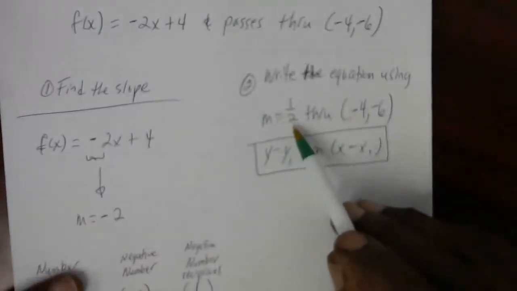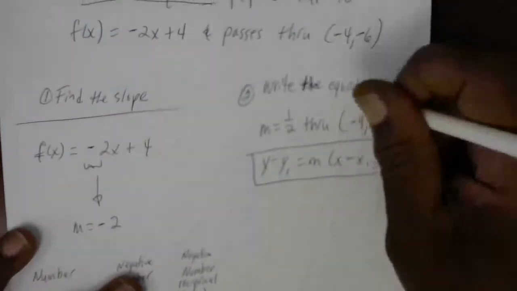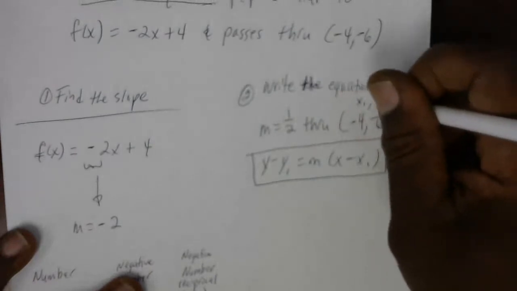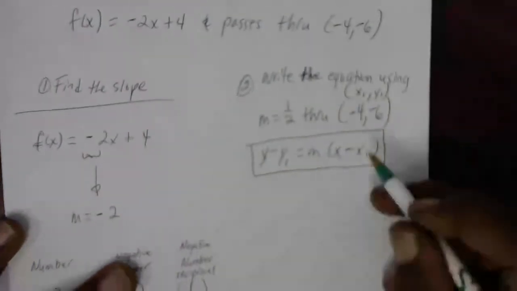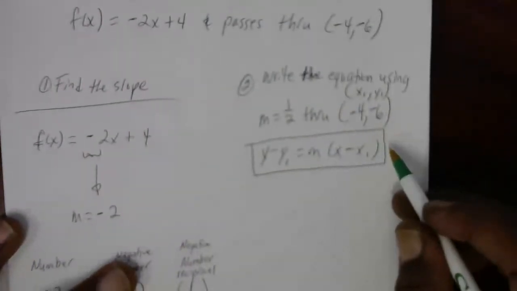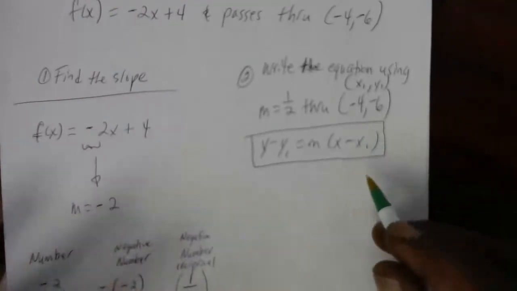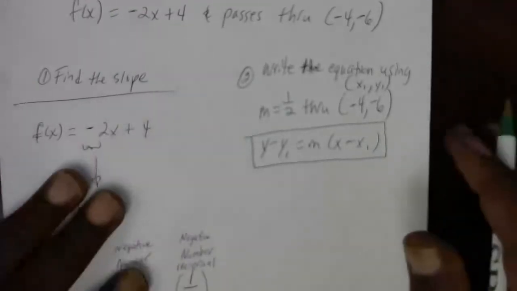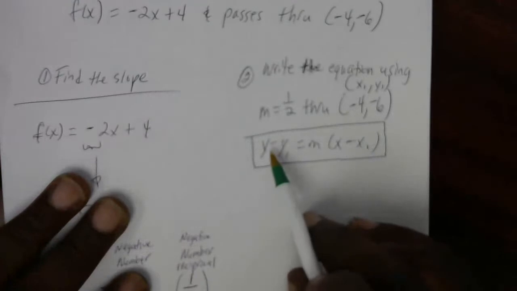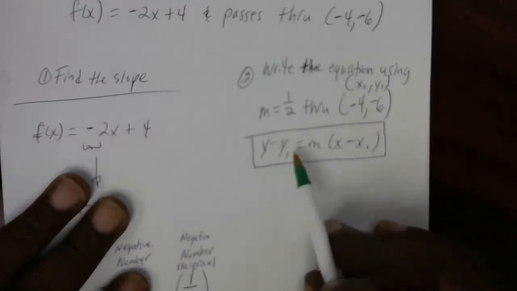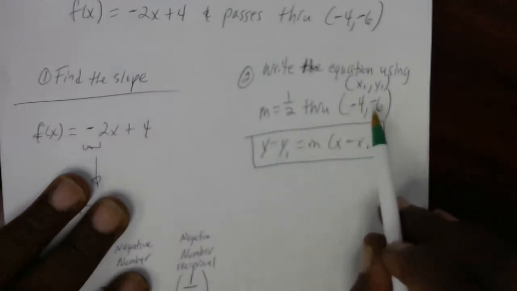So we have m is 1/2. We have x1 and y1. All right, we're given -4 and -6. And now we're going to carefully substitute, right? You can't neglect any operations or signs.